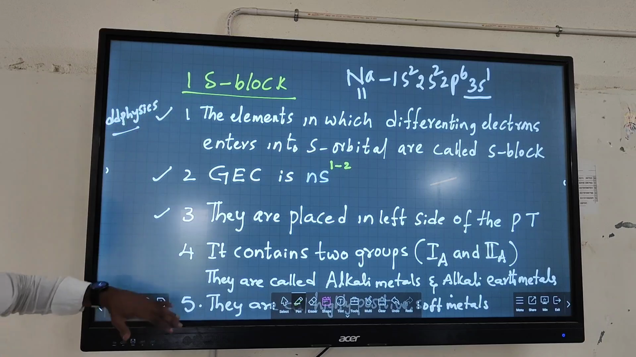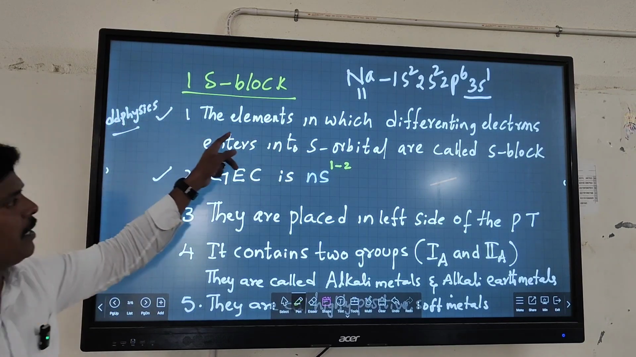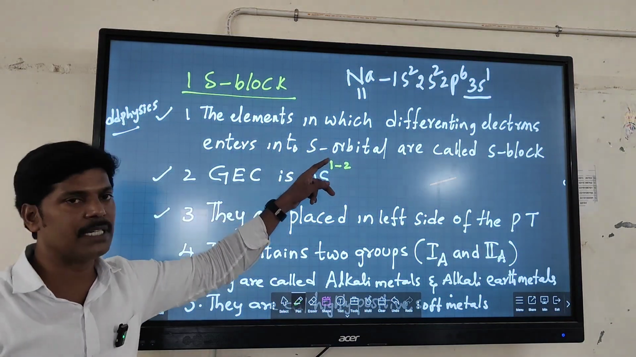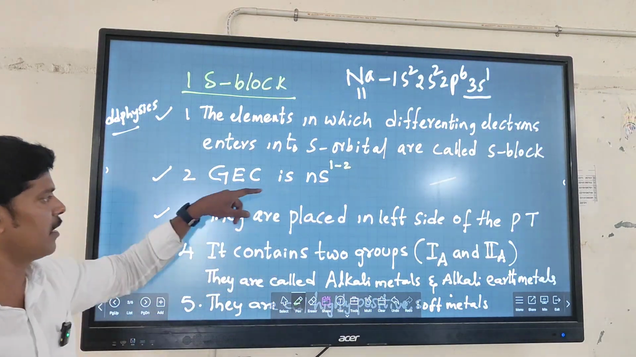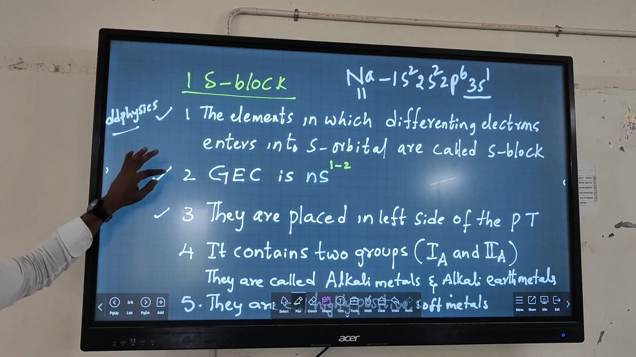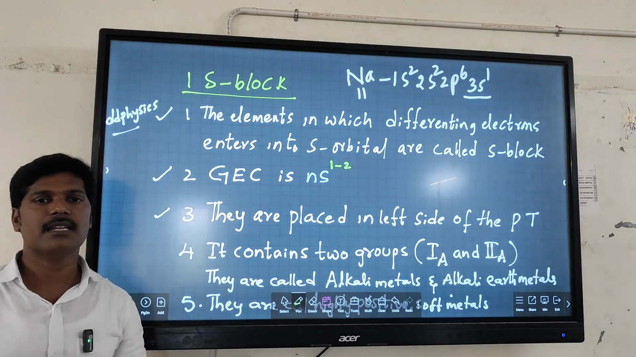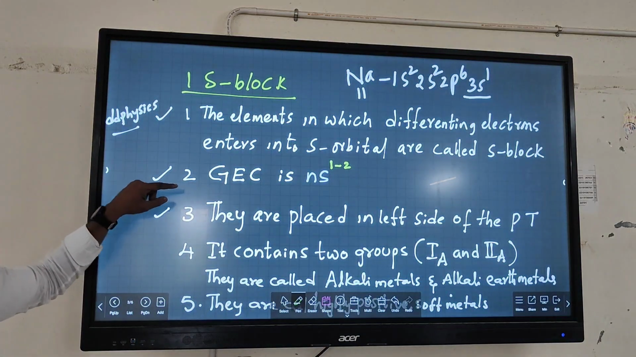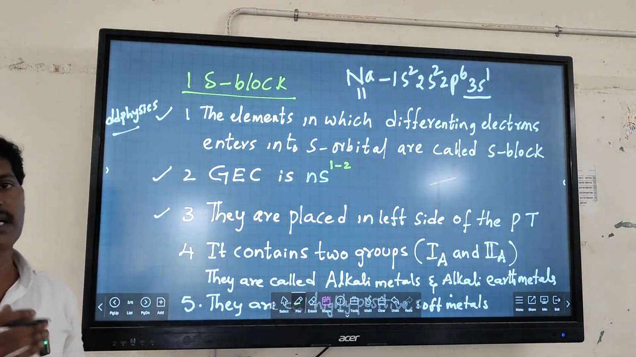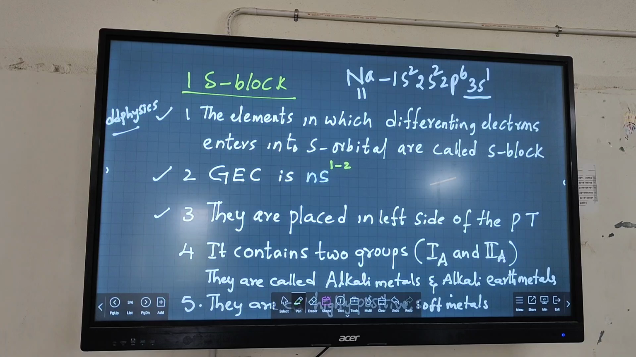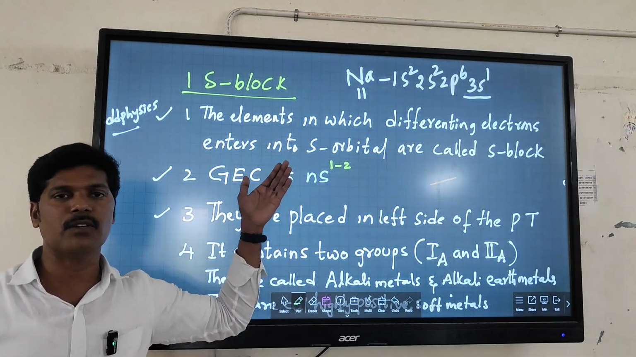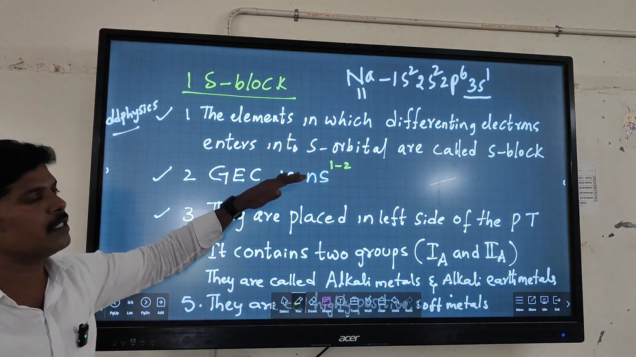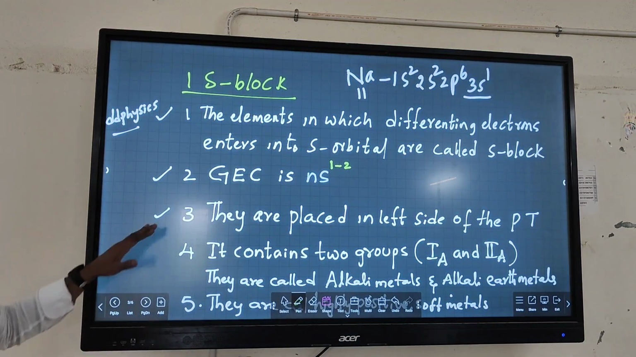Let us understand the pattern of these 5 points. First point, the elements in which the differentiating electron enters into the s orbital or s subshell are called S block. Second point, GEC, which means general electronic configuration. The general electronic configuration for S block elements is ns1 to 2. Don't read it as 1 minus 2, it is 1 to 2. For first group elements ns1 and second group elements ns2, so we combine them for S block elements as ns1 to 2.